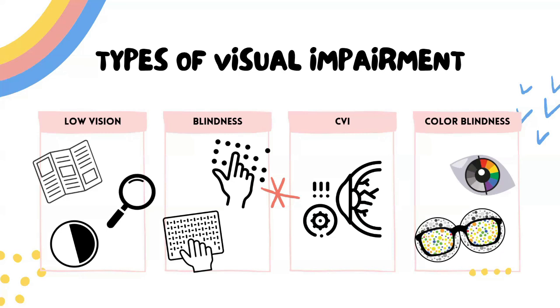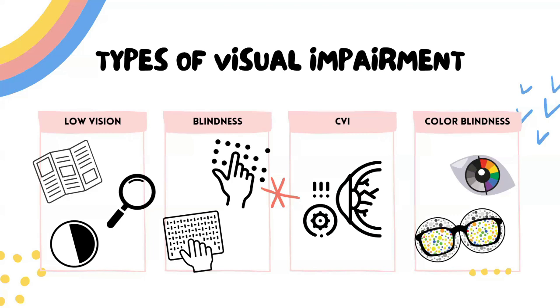The next is cortical visual impairment, also known as CVI. So it's a brain condition affecting visual processing. The eyes may function properly, but the brain struggles to interpret what is seen. For example, a child with CVI may see an object but not recognize it until they touch it.